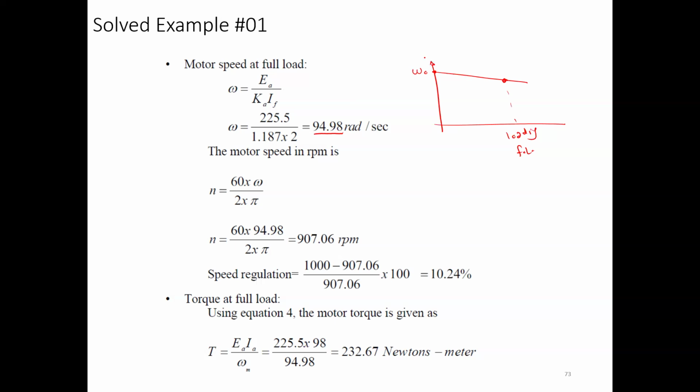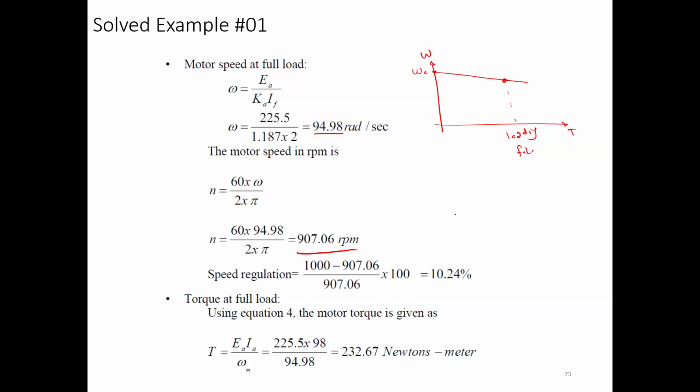So the value of omega here has to be less than the no load speed. So this is our omega torque characteristic. So this is omega. We can get the RPM by multiplying this times 60 divided by 2 pi. So N at full load is 907.06. So this is the speed at full load. Now we need to get the speed regulation.